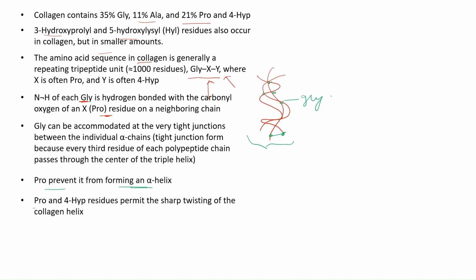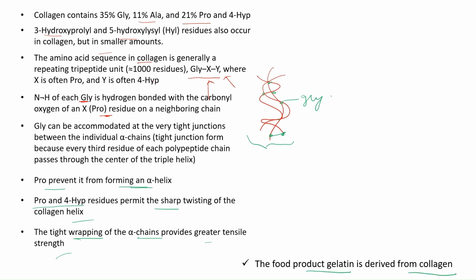Again, the proline and 4-hydroxyprolyl, they help in twisting of collagen helix. Because of this tight wrapping or tight twisting of these alpha chains, they provide the great tensile strength to the collagen. Therefore, the collagen in our body, it helps in providing a great support to our body. The food product gelatin, it is mostly a collagen product.